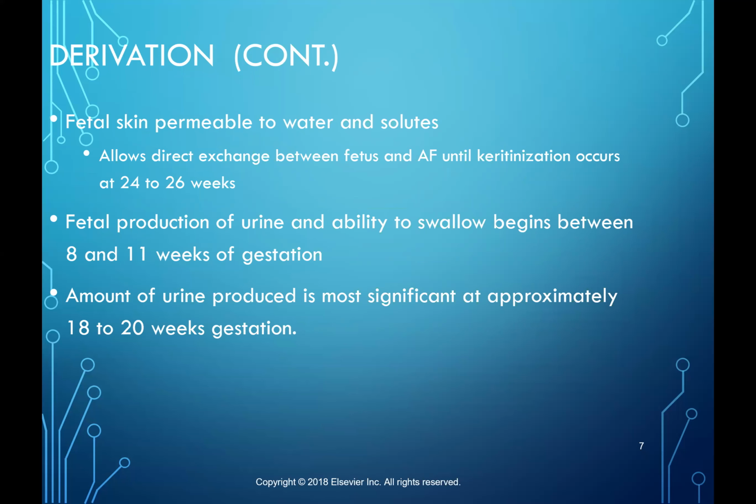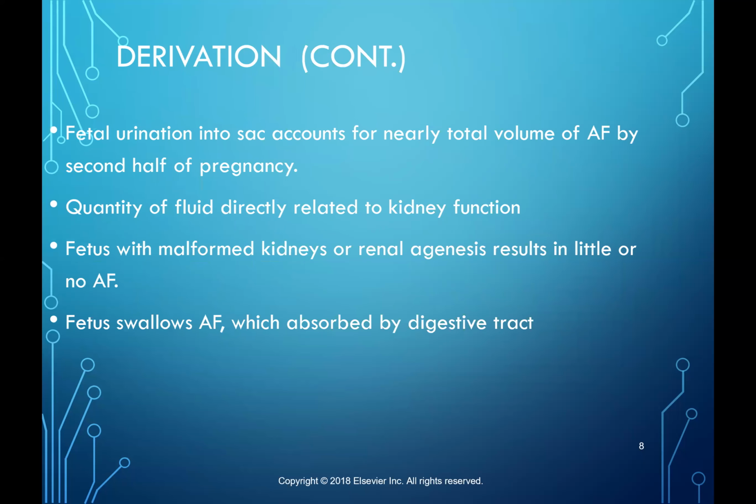The fetal production of urine and the ability to swallow begin between 8 and 11 weeks. The amount of urine produced is most significant at approximately 18 to 20 weeks gestation. So, anytime that I can see in the first trimester a good stomach and a good bladder, around 12 weeks, I feel really good that the baby is swallowing correctly and the kidneys are producing urine from the amniotic fluid. And those are two really great signs.